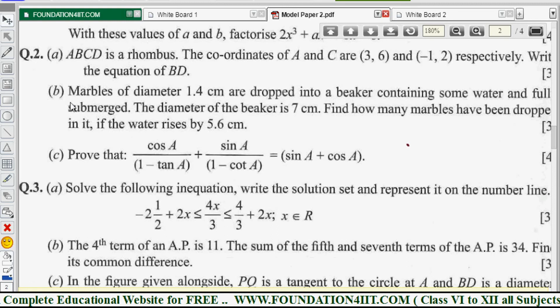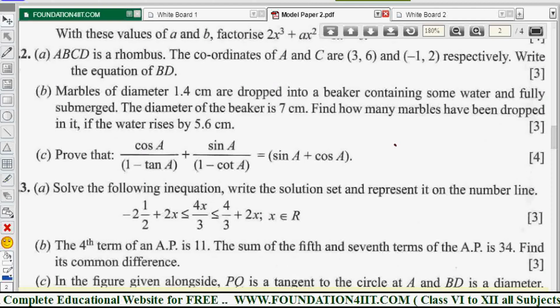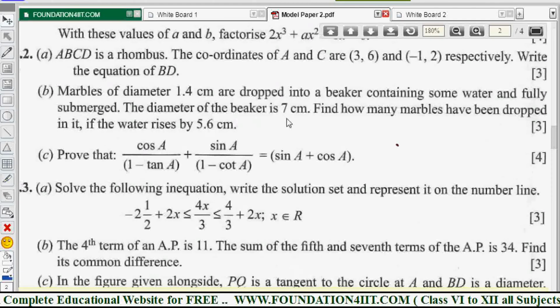Okay, in question number 2, marbles of diameter 1.4 centimeters are dropped into a beaker containing some water and fully submerged. The diameter of the beaker is 7 centimeters. Find how many marbles have been dropped in it if the water rises by 5.6 centimeters.